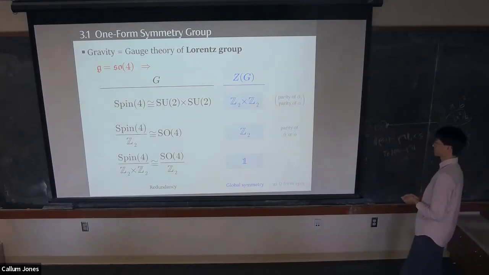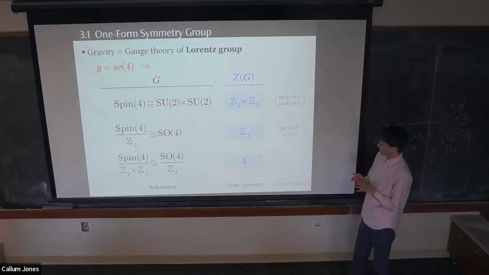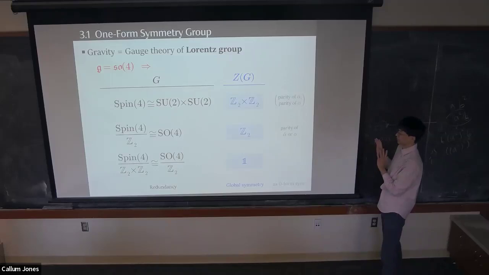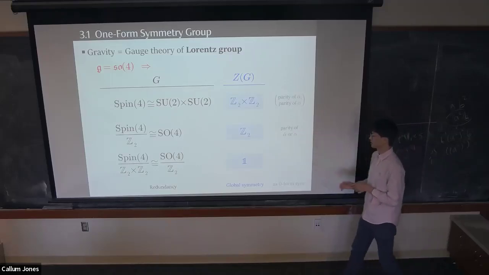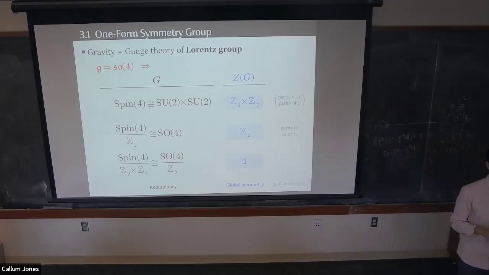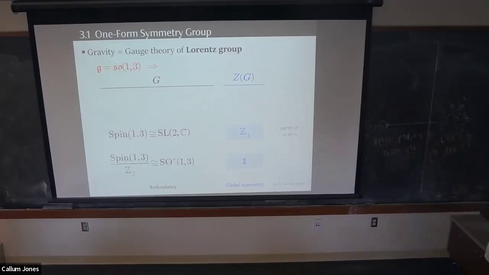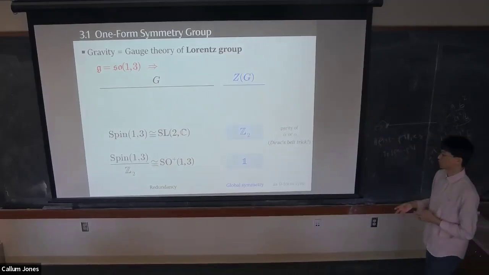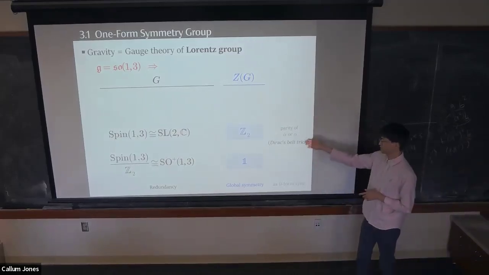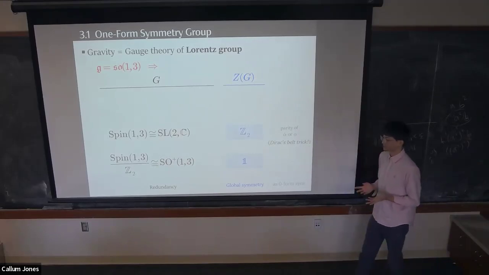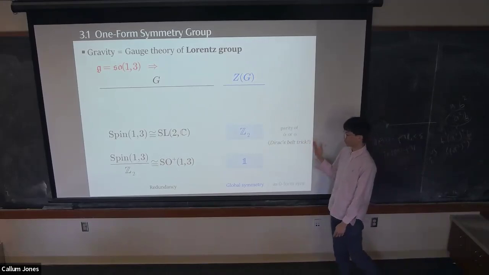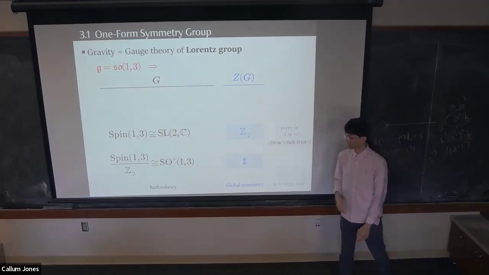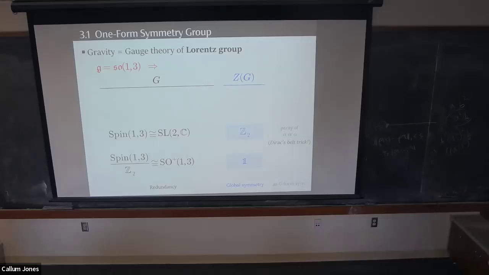As a zero-form symmetry, this is counting the parity of the dotted indices, and the parity of the undotted indices. And this one is counting the parity of alpha dot over alpha. For Lorentzian signature, we lose the Z2 cross Z2, so we only have Z2 or trivial. To make this symmetry non-trivial, we would want to take Spin(1,3) as the gauge group. And this Z2 is precisely encoding the double cover, the Bell trick. So yeah.